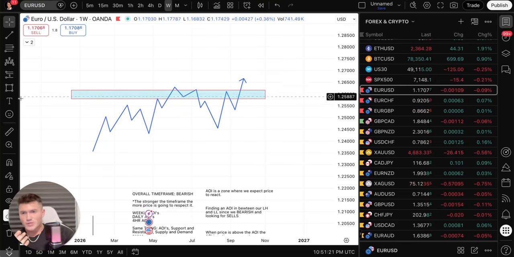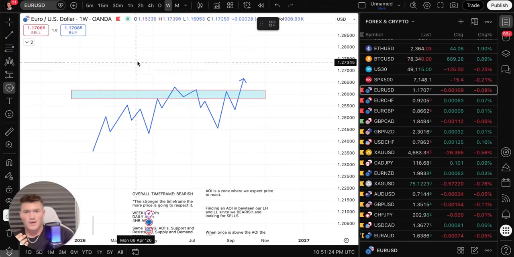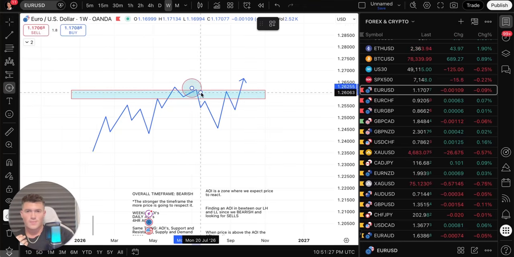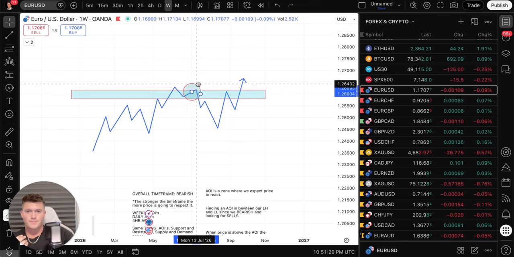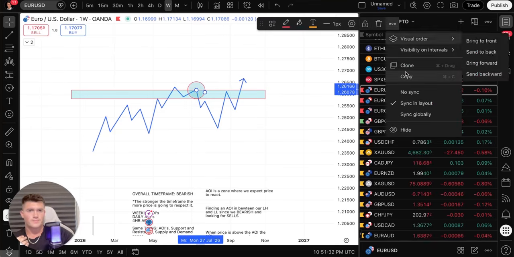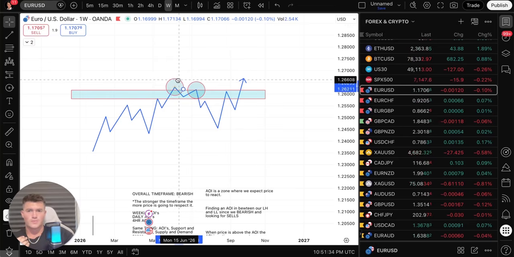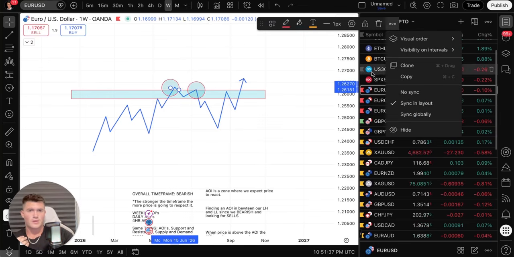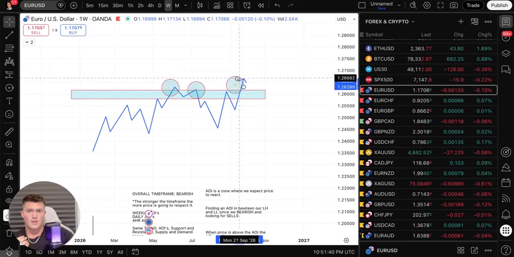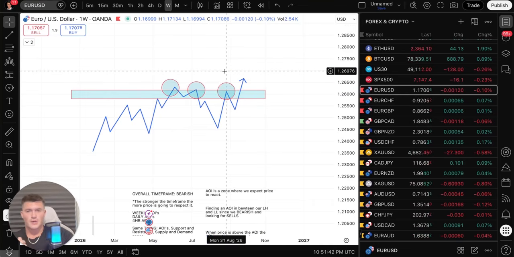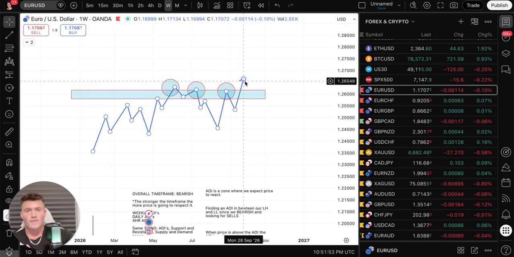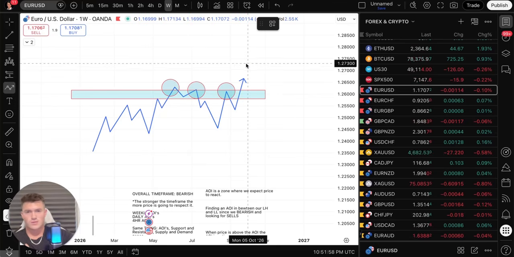I made an area of interest. I see that we have 1, 2, and 3 taps to this area already. Now that we are above this area of interest and we are buying because we are above the area of interest, we are bullish. We're going to wait for a retracement into this area, just like so.